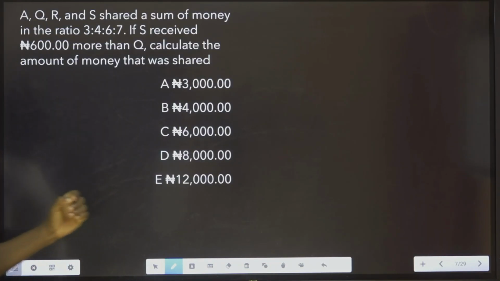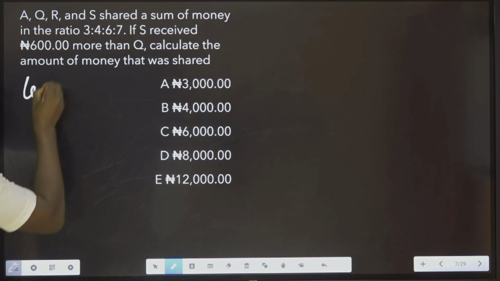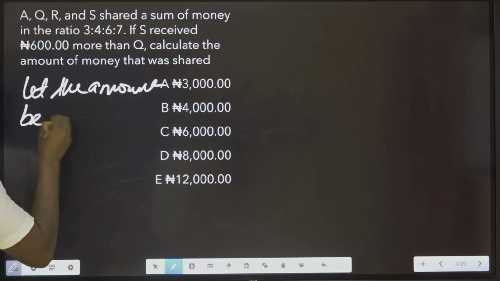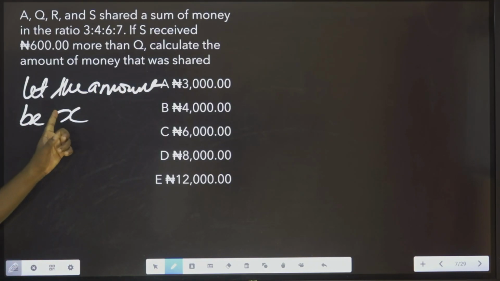Let's look at this question. It says P, Q, R, and S shared a sum of money in the ratio of 3 to 4 to 6 to 7. If S receives 600 more than Q, calculate the amount of money that was shared. We don't know the amount that was shared. Let's say let the amount be X. We don't know this amount. This is what we are looking for, the amount that was shared.